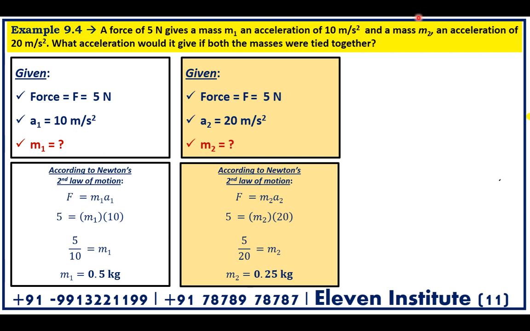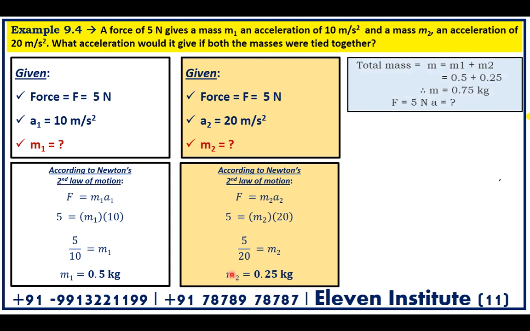Now what is written? If we tie both the masses together, in that case m1 and m2 will be added to each other. So total mass is equal to m1 plus m2. We get 0.75 kgs. Again, what acceleration would it give? So I have to find the value of acceleration. Fine, and force is 5 newton only.